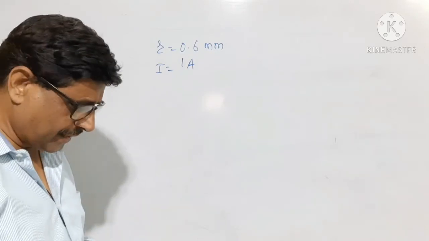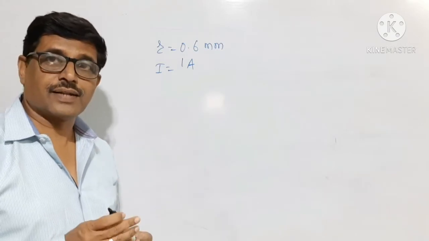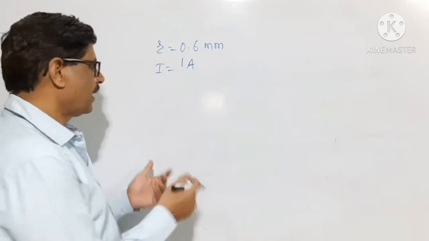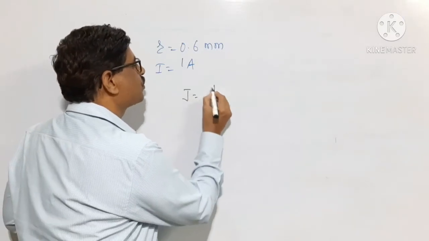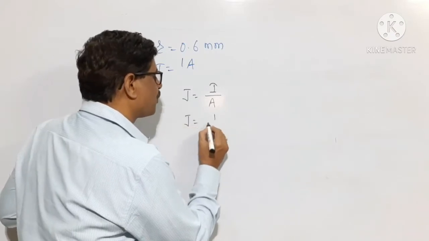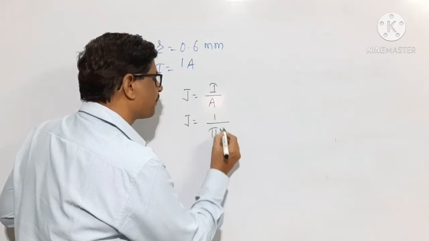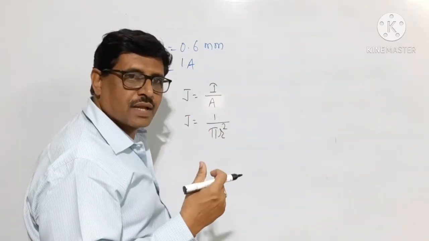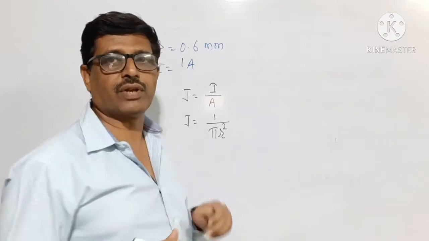Now, what is current density? Current density is the current that passes through a given cross section of the conductor; current per unit area is the current density. Therefore, current density J is equal to I upon A. The current flowing through the conductor is 1, and the conductor is a cylindrical one, and the cross section of a cylinder is a circular one.